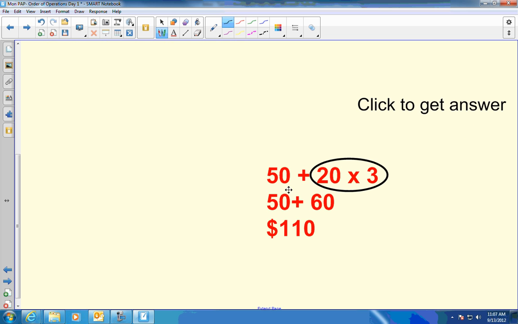is the 20 times 3 should have come first. So this would be an example of circling, which gives you 60. So after that, this is our next step. And the 50 plus 60 would be 110.